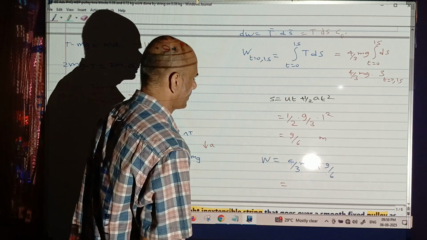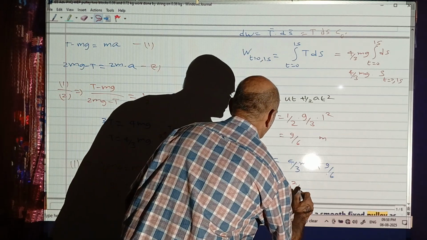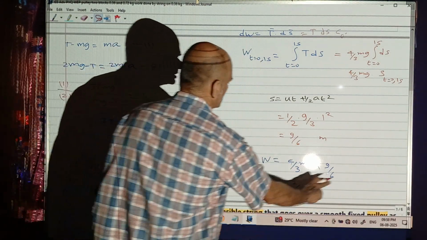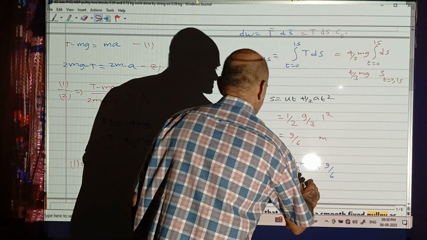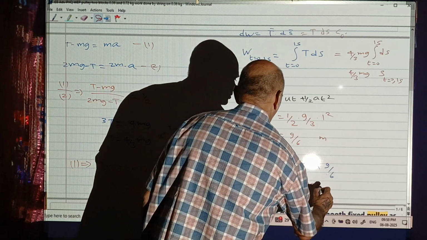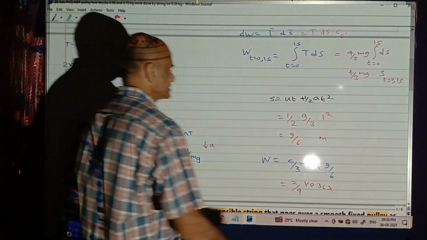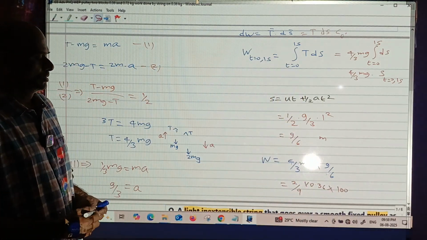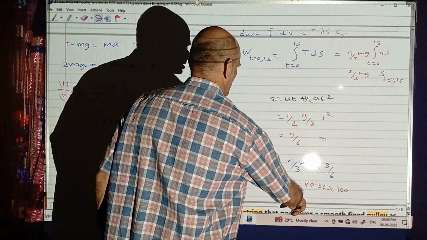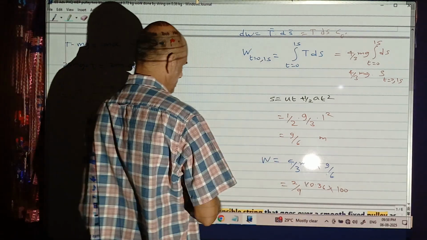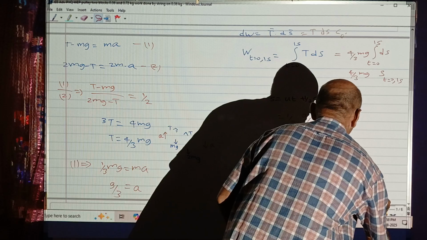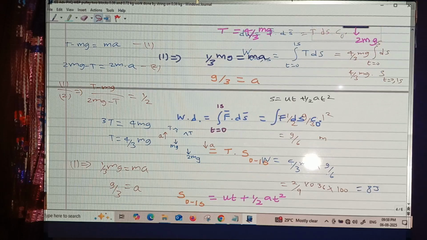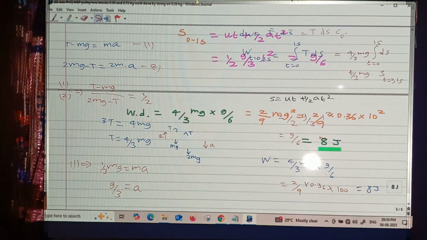So 2 and this will get cancelled, so I can write 2 by 9. This is 2 into 3, so the 2s will get cancelled, and 3 will become 3 square. M is 0.36, and then g square is 100 because g is 10. So 36 into this one is 36, so we'll get 4. So this will give the answer as 8 joules. It is the correct answer.